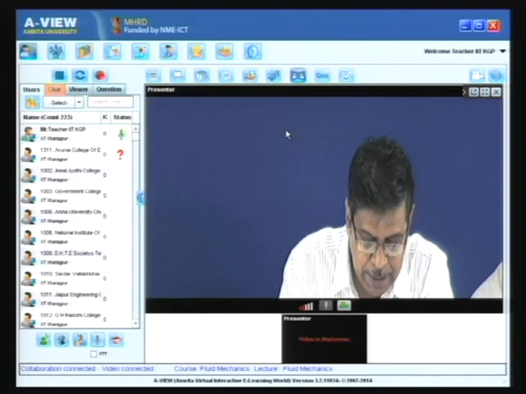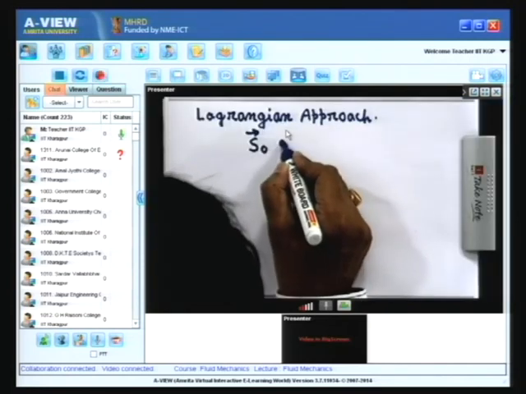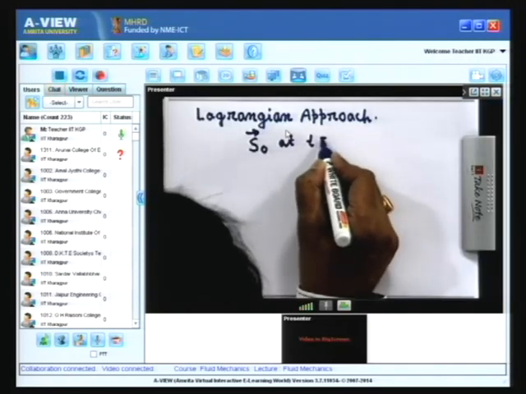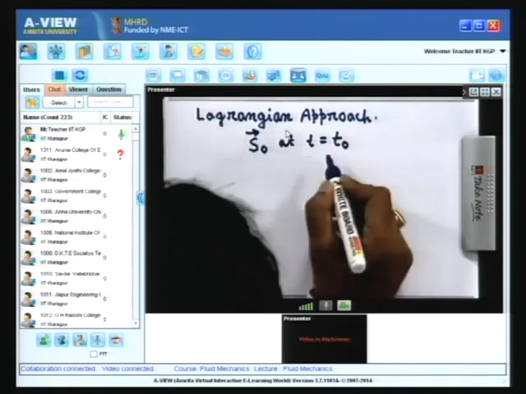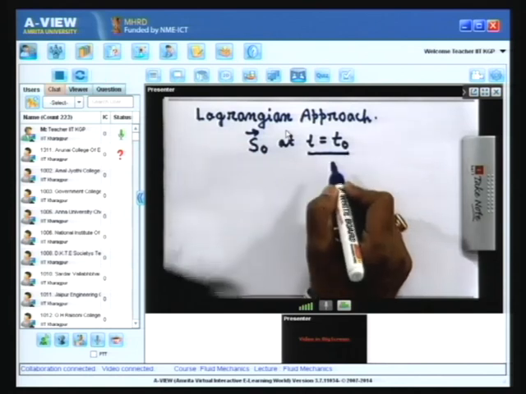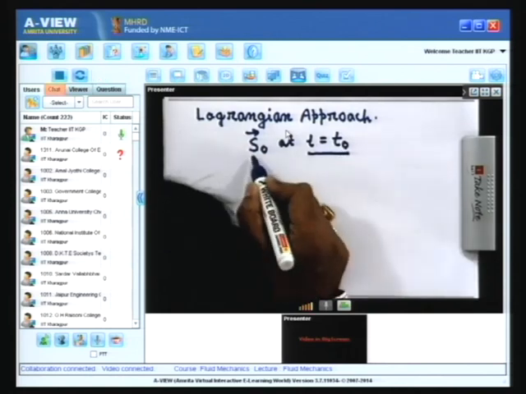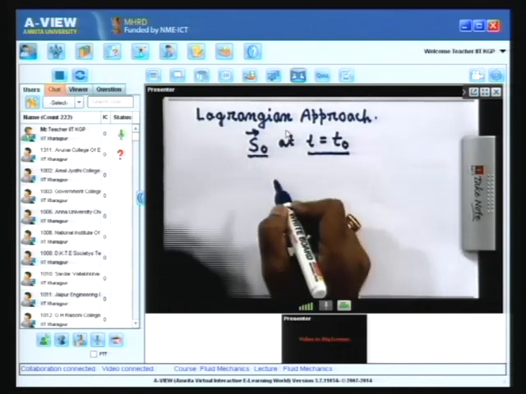For example, at the initial time t equals t0, different particles have different positions. So, based on the positions the particles are identified. Therefore, particles are identified by their initial position vector. For example, this is represented as S0 at t equals t0. That means, let us consider the identity of a particle is like this at t equals t0, the time when the investigation starts, its position is S0.